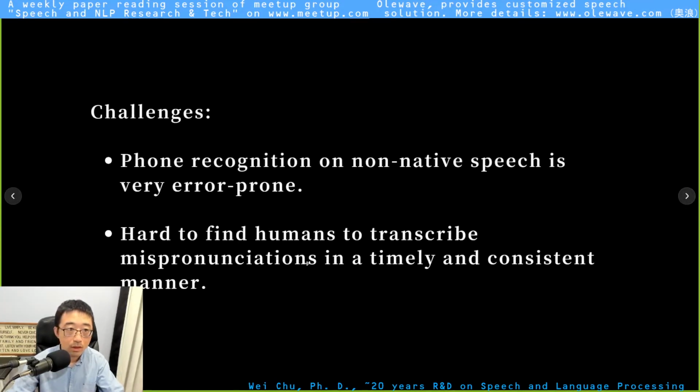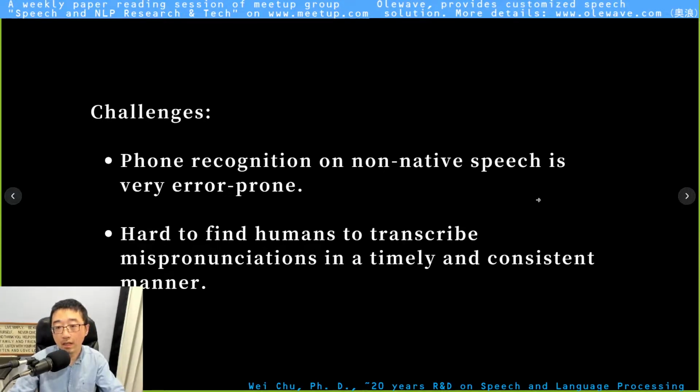So with that question, we analyzed this issue and found that we have two main challenges. The first is recognizing non-native speech in terms of phone recognition. It's very error prone. Take the TIMIT corpus, for example. It's a standard American English corpus. It does have accents, for instance, speech from the Midwest, Boston and the west part of the US. And it has an error rate of about 15% with a strong phonetic language model.